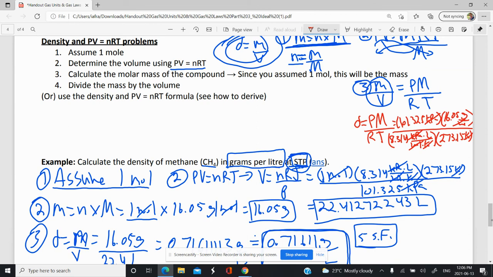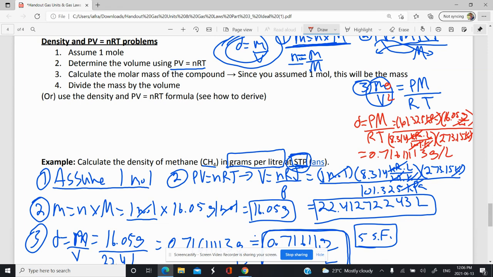Grams per liter. So when we're finding density with this formula here, it's going to be in grams per liter because our volume is in liters. So this is in grams. This is in liters here. And so let's go ahead and plug all this in and see what we get. So we get 101.325 times 16.05 divided by 8.314 divided by 273.15. And we get 0.7161113 grams per liter, which is what we got with the long method that we did earlier.